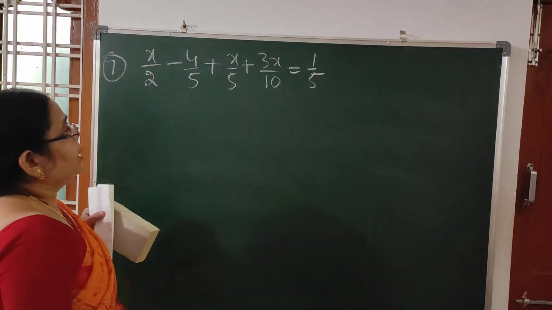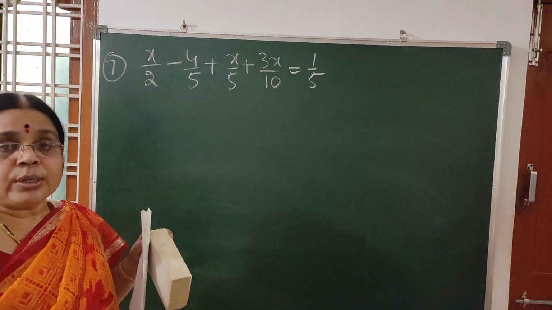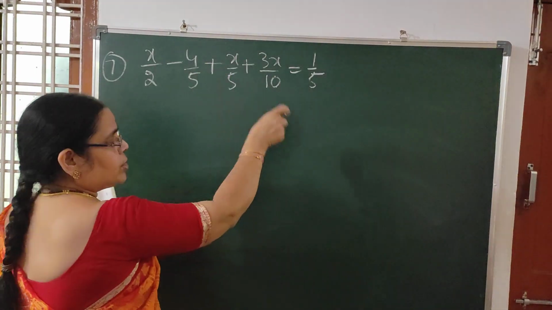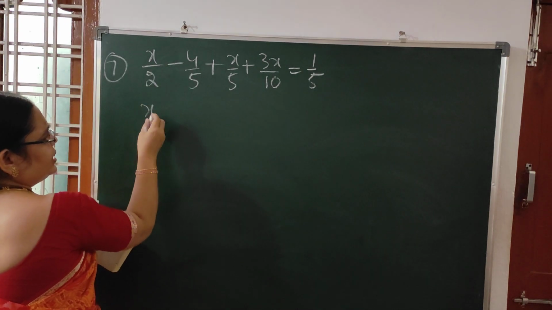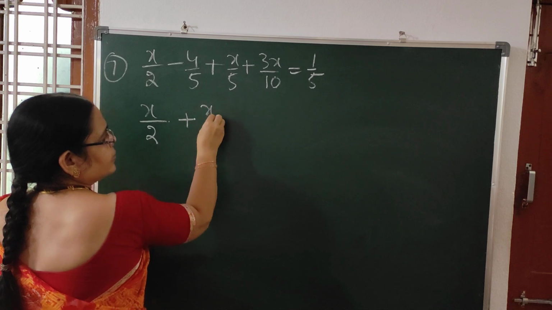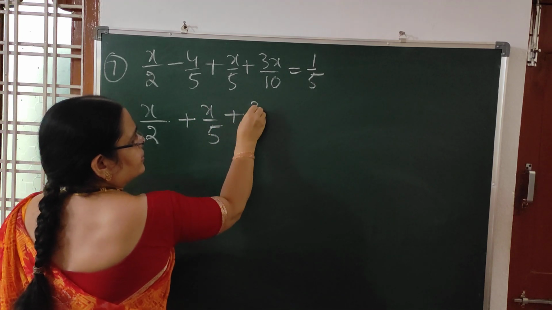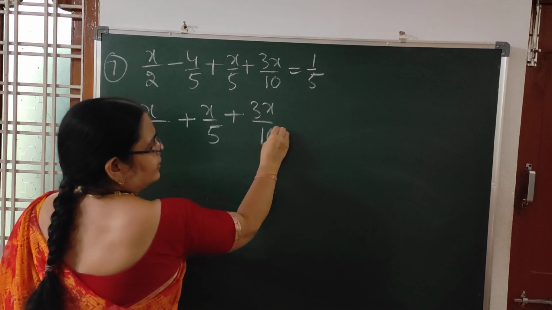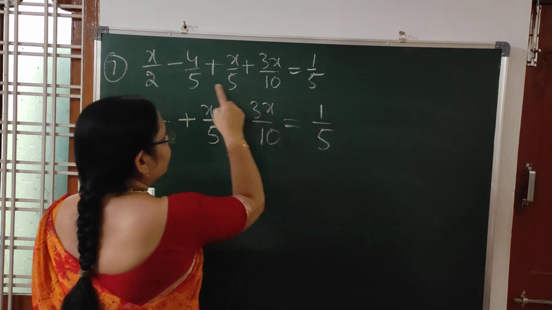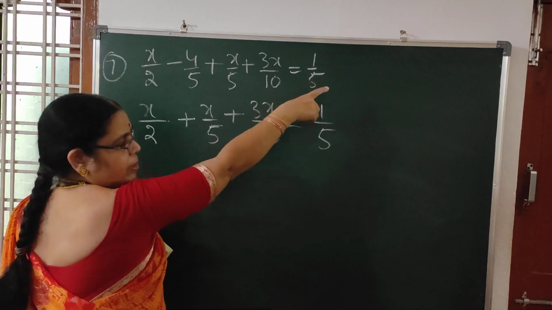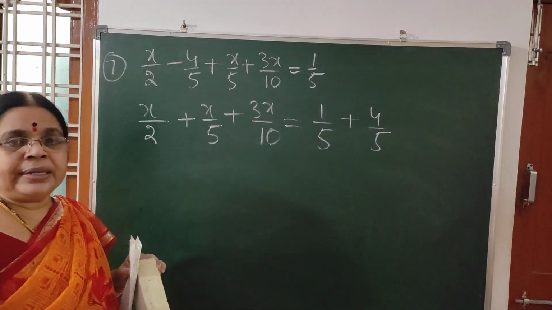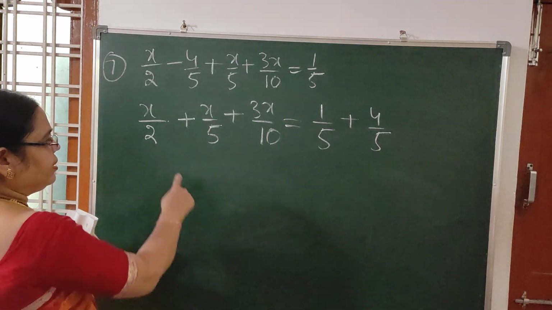In LHS you are having variables and a constant also. This constant will go to the opposite side. So what happens now? What is left over in LHS? x by 2 is left over plus x by 5 plus 3x by 10 is equal to, in RHS you are having 1 by 5. This minus 4 by 5 is coming from LHS, so this becomes plus 4 by 5.